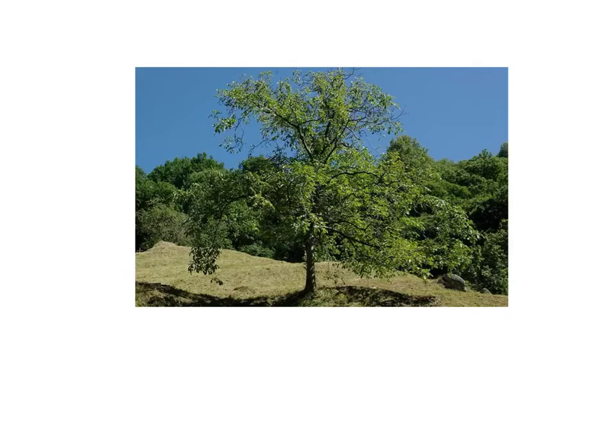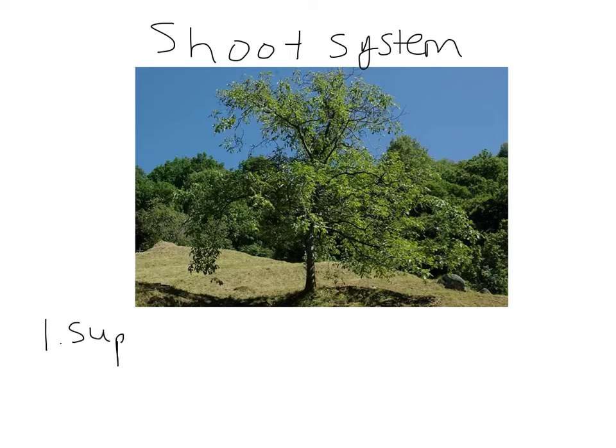So next we have what's called the shoot system. Okay, and so the shoot system is everything that is above ground. Okay, so that's going to include your leaves, your flowers, your stems, cones, anything that's above ground. And the shoot system is going to offer support. Okay, it's going to offer support to the entire plant.